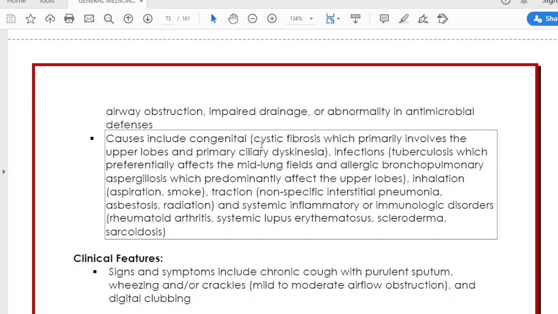Causes include congenital, cystic fibrosis, which primarily involves the upper lobes, and primary ciliary dyskinesia; infections, tuberculosis which preferentially affects the mid-lung fields, and allergic bronchopulmonary aspergillosis which predominantly affects the upper lobes; inhalation, aspiration, smoke, traction, nonspecific interstitial pneumonia, asbestosis, radiation, and systemic inflammatory or immunologic disorders: rheumatoid arthritis, systemic lupus erythematosus, scleroderma, sarcoidosis.